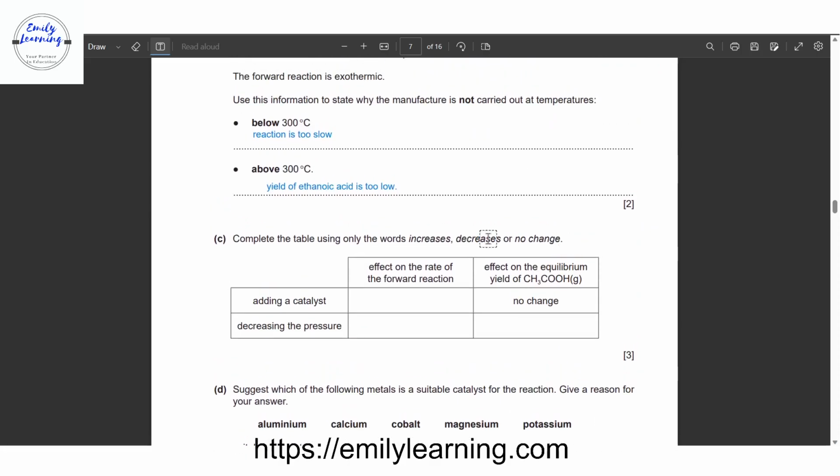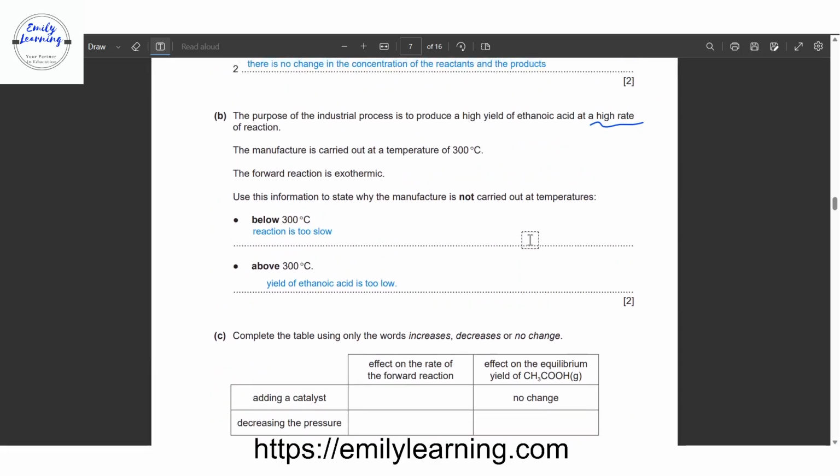Next, complete the table only using the word increase, decrease, or no change. So adding a catalyst, you have no change on the equilibrium yield, okay? Because a catalyst will increase the rate of the forward and the backward reaction by the same amount. So the effect on the rate of the forward reaction is an increase, and so does the rate of the backward reaction. Therefore, at the end of the day, the amount of CH3COOH, or ethanoic acid, that you get remains unchanged with the addition of a catalyst.